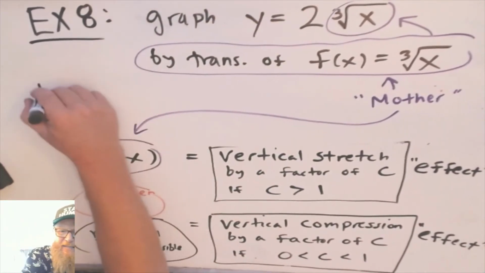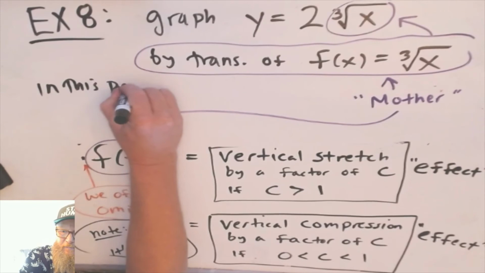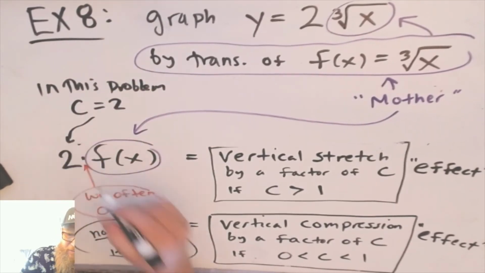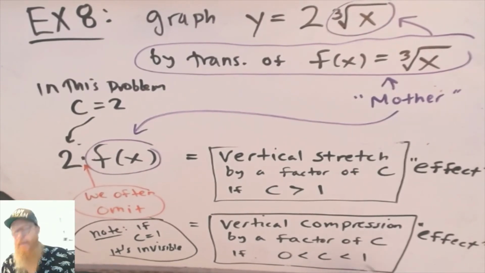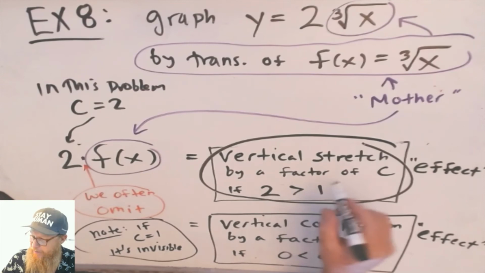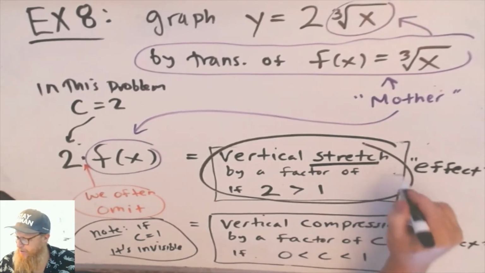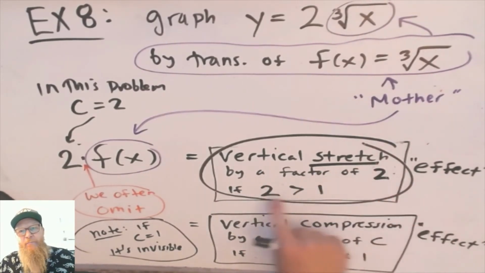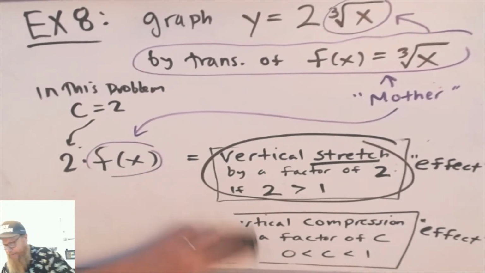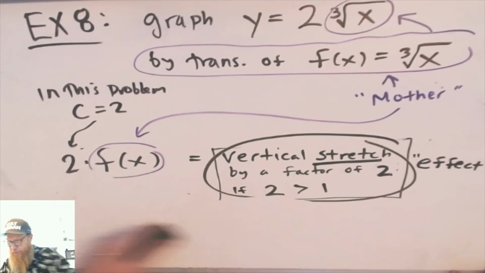So in this case, c is 2. So that means it's going to be a vertical stretch by a factor of 2 because 2 is greater than 1. So we're not doing a shrink. We're doing a stretch.